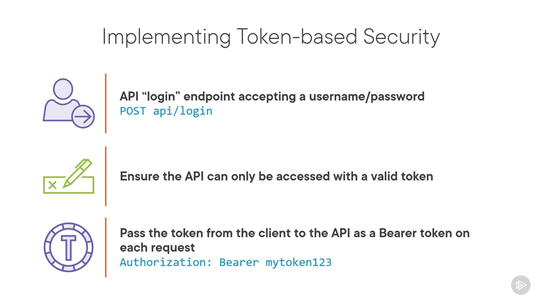Tokens are sent to the API as bearer tokens. To do that, we set the authorization header value of the request to bearer, which is the authentication scheme, followed by our token. Ensuring the API is only accessible with a valid token is what we'll do in the second demo. Let's dive in.